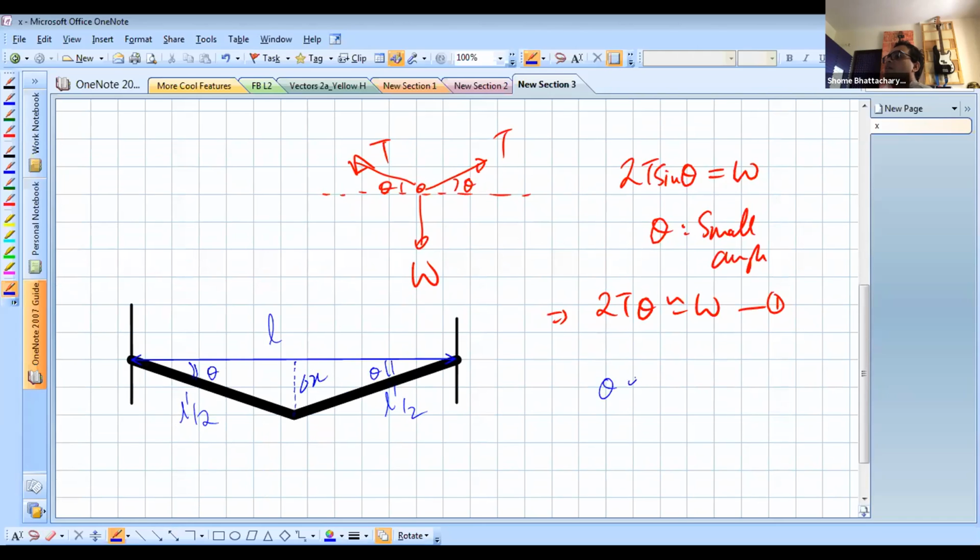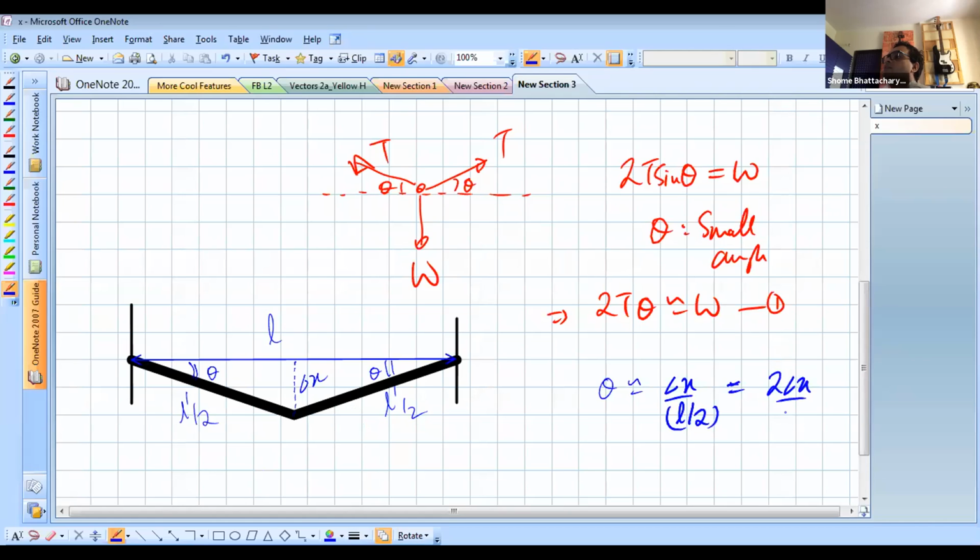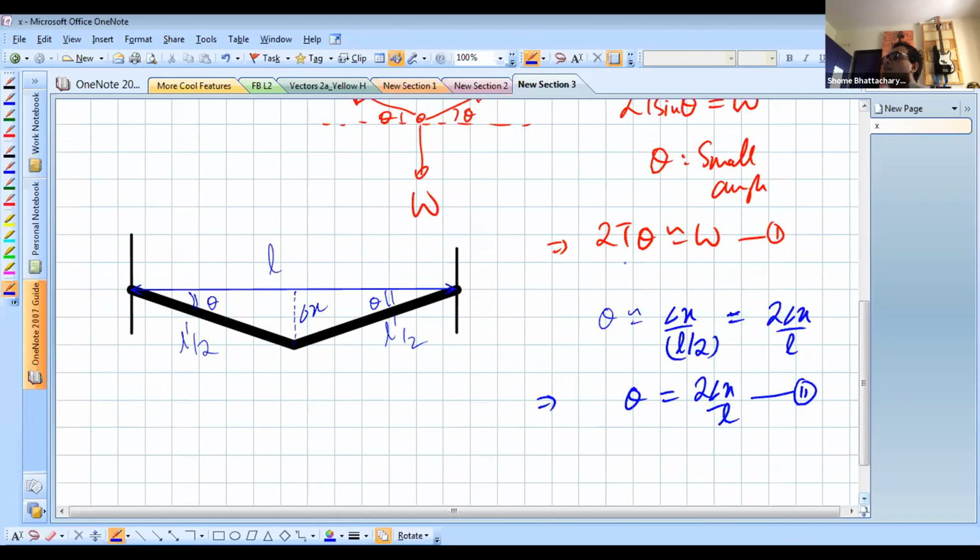Alright, so theta is approximately equal to delta x divided by L by 2. You can take tan theta. So it is approximately 2 times delta x divided by L. That is my theta. So this becomes my second equation: theta is approximately equal to 2 delta x divided by L. Okay. So now in the above equation, I can eliminate theta.